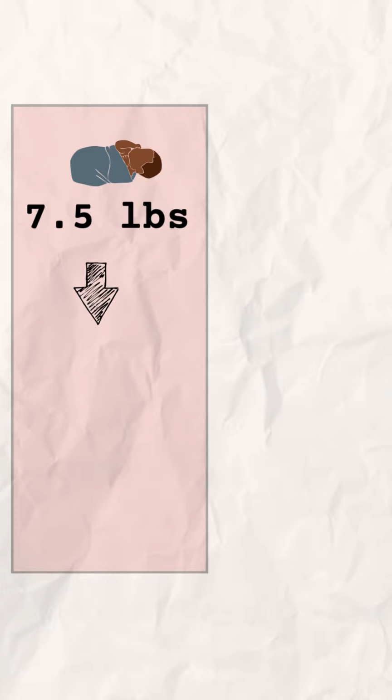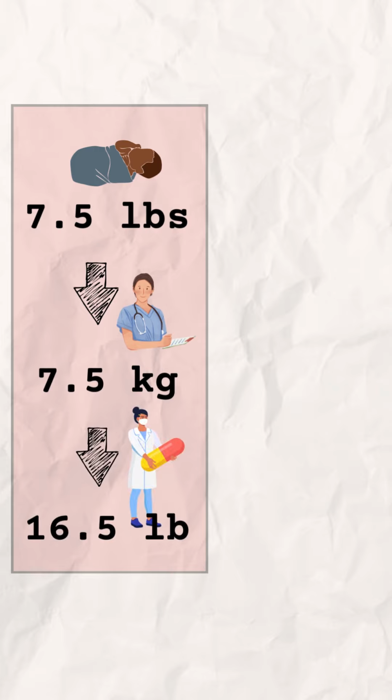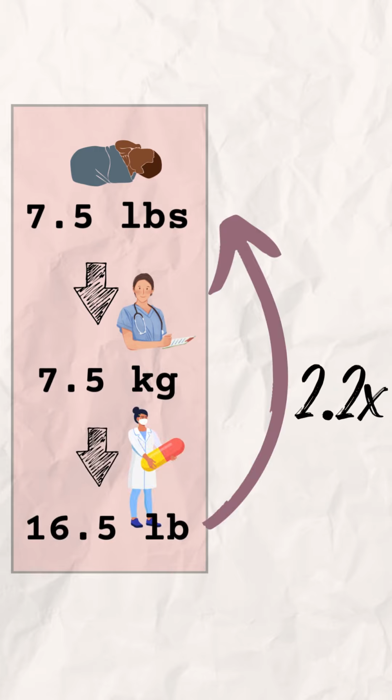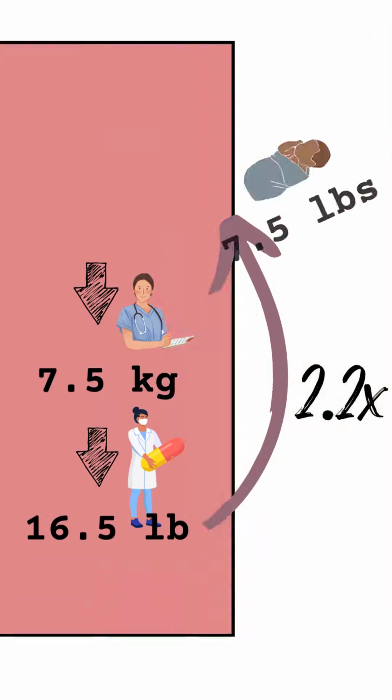So if a child presents with an actual weight as 7.5 pounds, but it is entered as 7.5 kilograms, it will actually be dosed at 16.5 pounds. That is more than double the actual patient weight, which would be more than double the calculated dose.